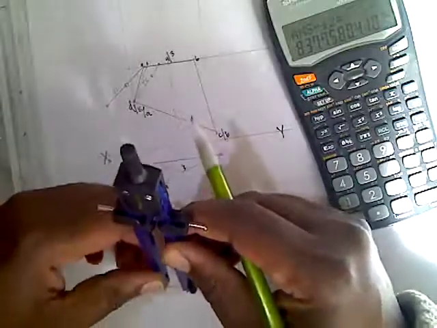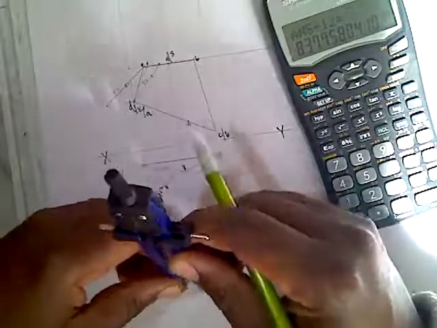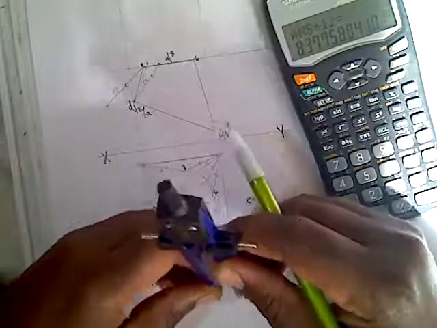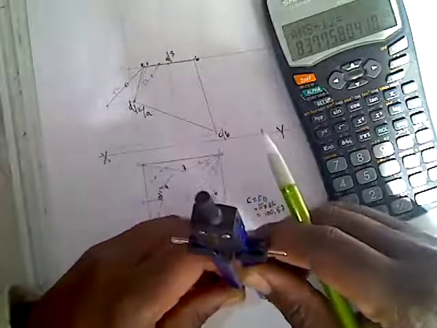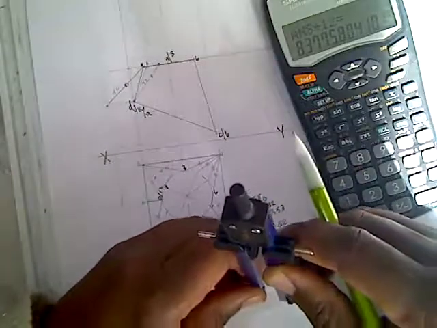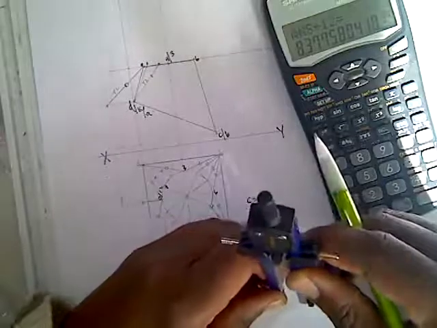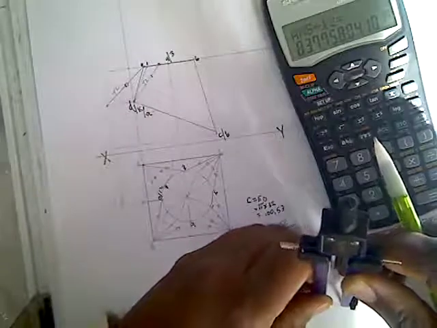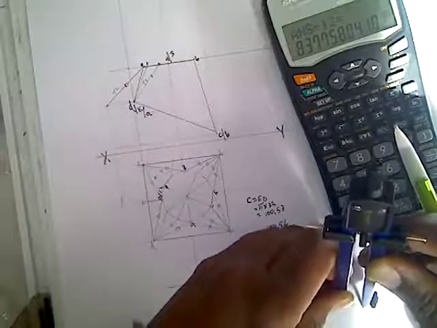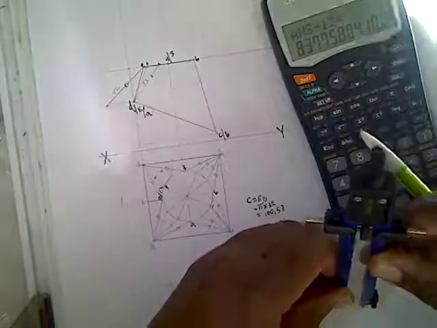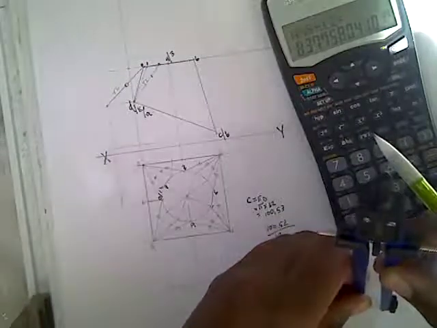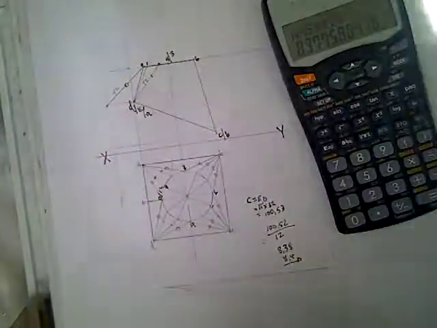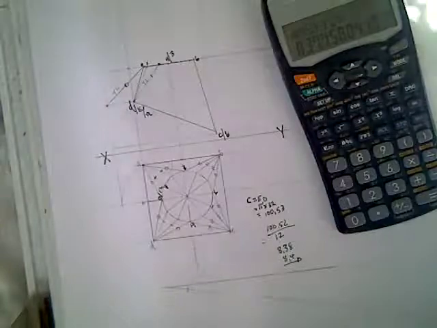Let's do it. 1, 2, 3, 4, 5, 6, 7, 8, 9, 10, 11, and 12. These are 12 equal divisions, and you will take both your set squares.